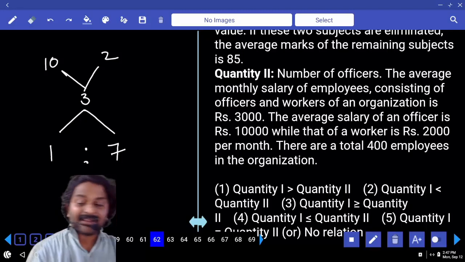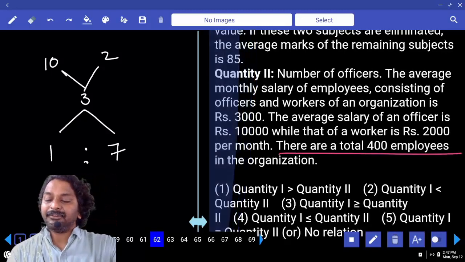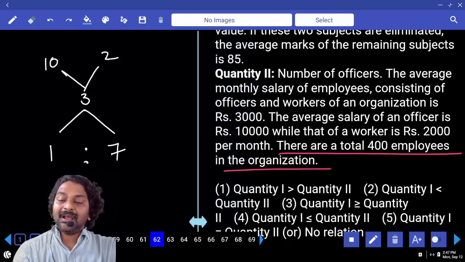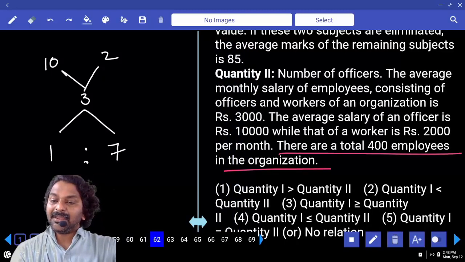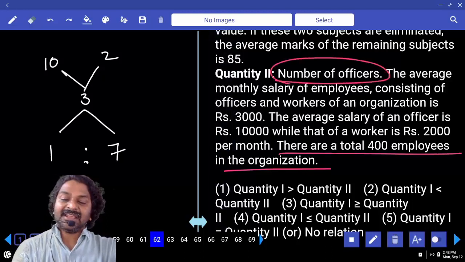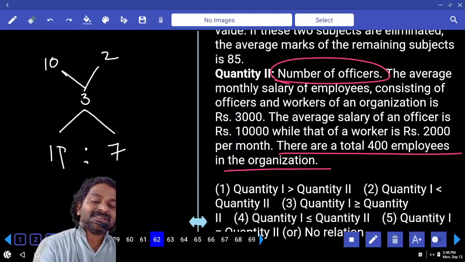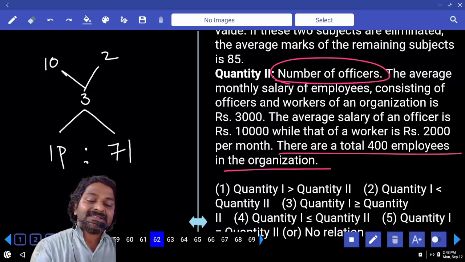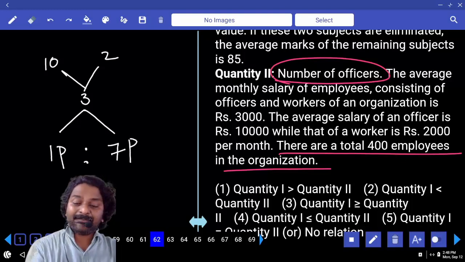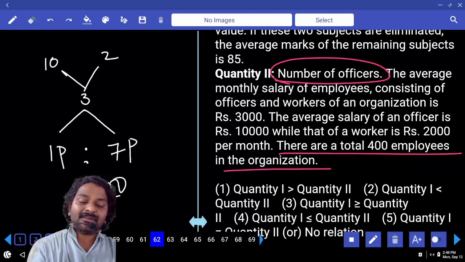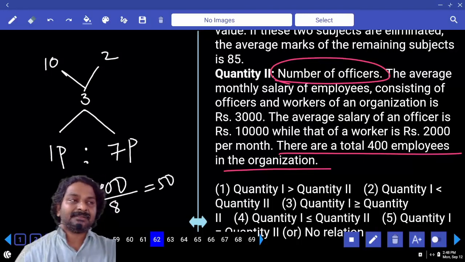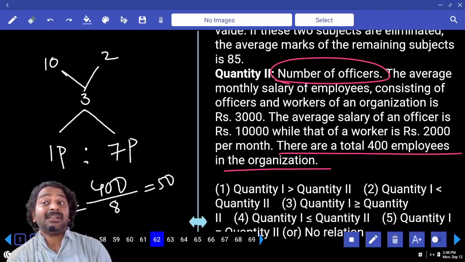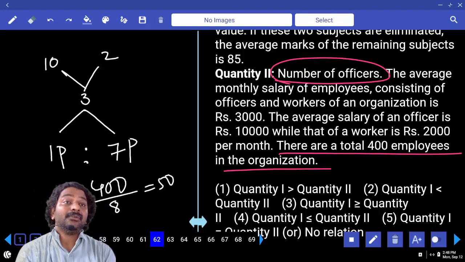There are a total of 400 employees in the organization. Out of them, we need to calculate how many officers there are. Officers 1 part, workers 7 parts, total 8 parts. 400 is equal to 8 parts, so 1 part is 400 divided by 8, which is 50. What was Q1 we got? 94. Q2, 50. Q1 is more than Q2.